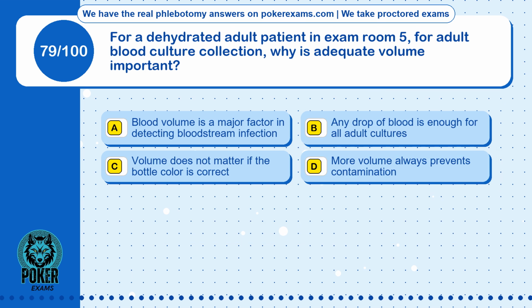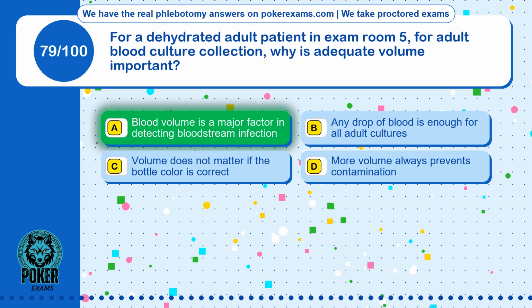Question 79. For a dehydrated adult patient in exam room 5, for adult blood culture collection, why is adequate volume important? Option A. Blood volume is a major factor in detecting bloodstream infection. Option B. Any drop of blood is enough for all adult cultures. Option C. Volume does not matter if the bottle color is correct. Option D. More volume always prevents contamination.